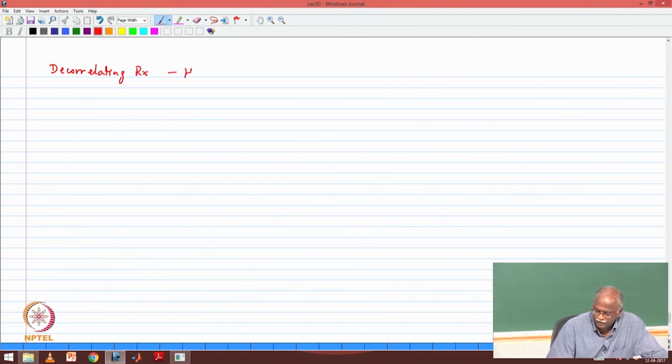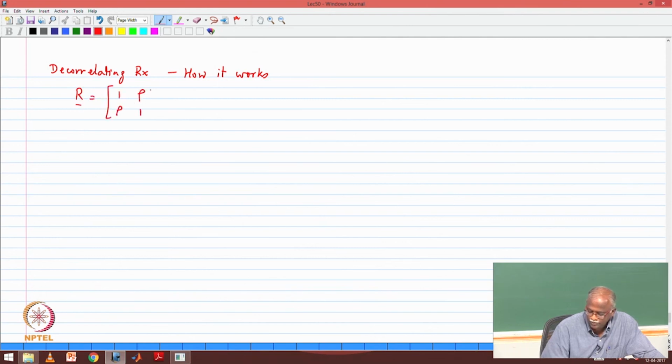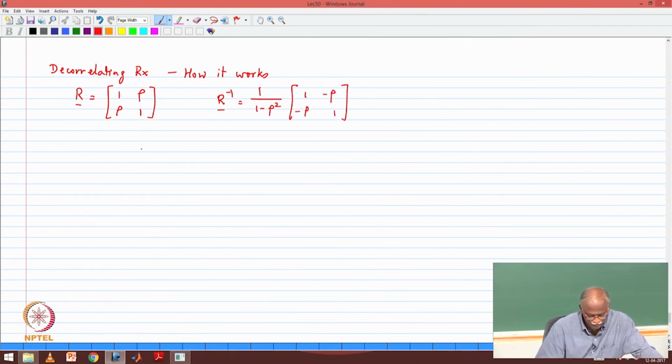Okay. How it works? Simplest is to look at a 2 by 2 case. The R matrix will be of the form 1, rho, rho, 1. There is only one cross correlation term, okay. And R inverse comes out to be 1 by 1 minus rho squared, times 1, minus rho, minus rho, 1, okay.